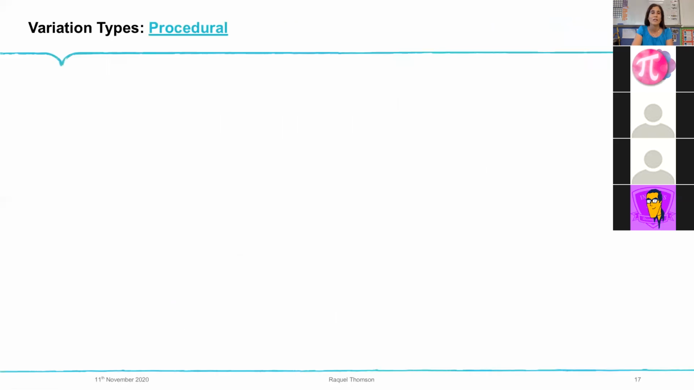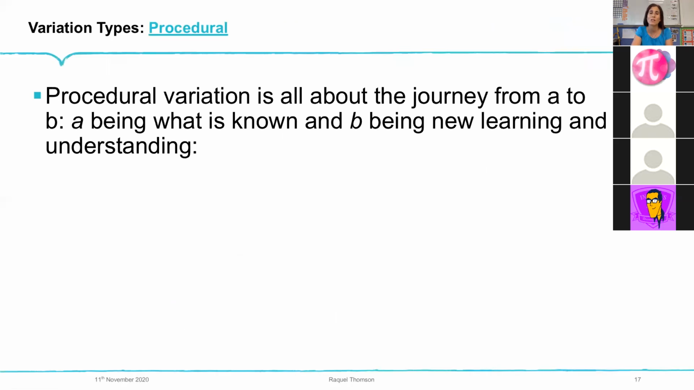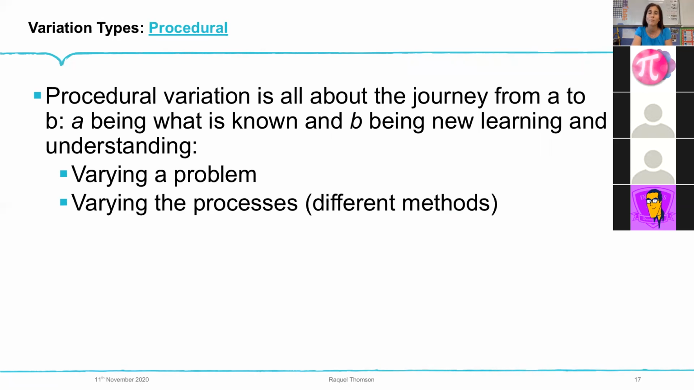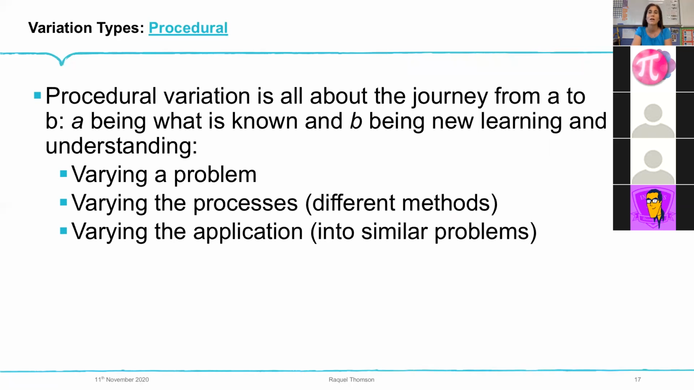The next one is procedural, and procedural variation is all about the journey from A to B, and so kind of A being what you know already and B the learning and the new understanding. So you can do that by varying a problem or varying the processes, so using different methods, or varying the application, so like into similar problems. And it basically is how we proceed through the lesson, is how we scaffold the little steps throughout the lesson that lead to the big objective that we want them to learn.